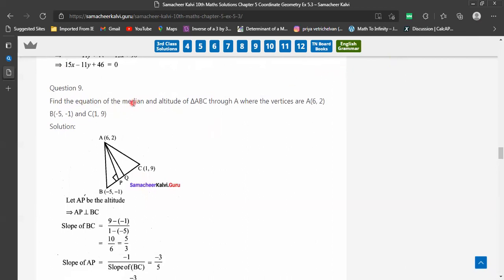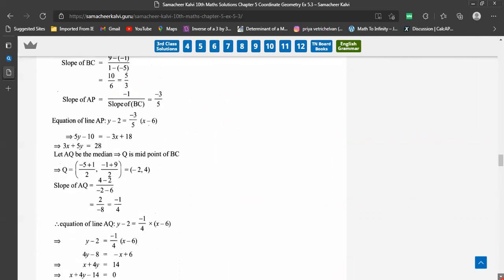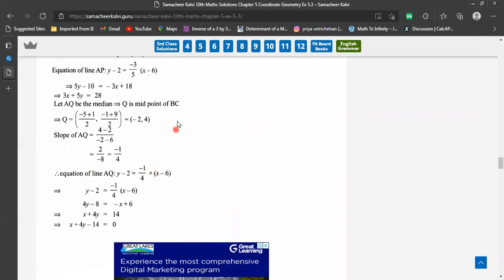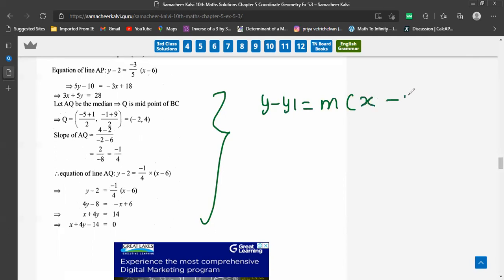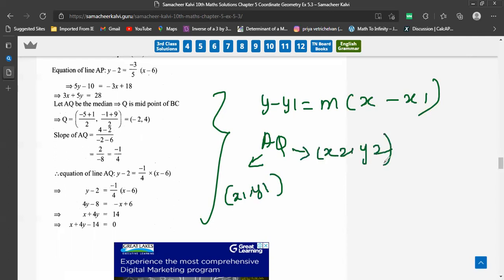So we found the equation of the median, which is AP. And let's find the altitude also. They're asking about the equation of the altitude, which is AQ. So for finding the equation of AQ also, you have to follow the same steps. Okay. So it's y minus y1 is equal to m into x minus x1. For AQ, the point A is going to be x1 comma y1, isn't it? And Q is going to be x2 comma y2. So you don't have to worry about Q.